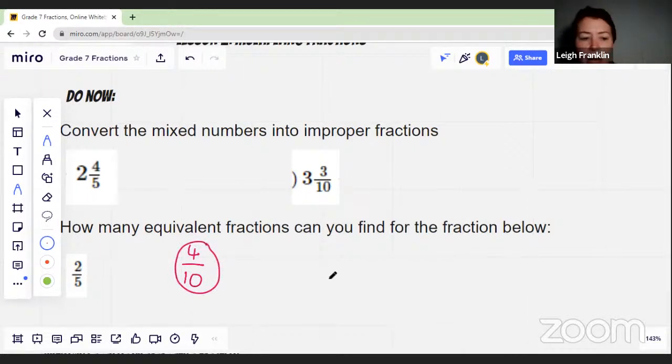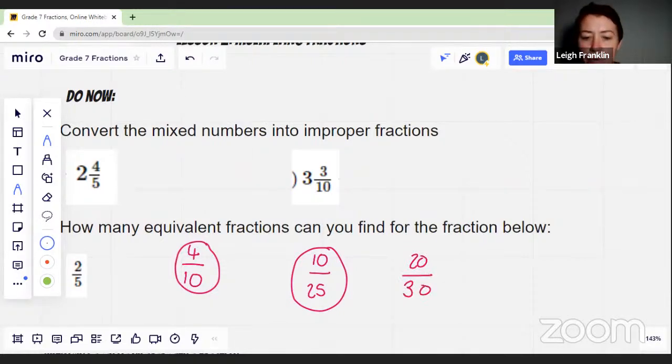Then somebody else might come along and say, what happens if we multiply 2 by 5 and we get 10, and we multiply 5 by 5 and we get 25? I was just going to get you to play with the numbers a little bit. Or maybe somebody else says, I want to multiply by 10. So 2 times 10 is 20, over 5 times 10 is 30.